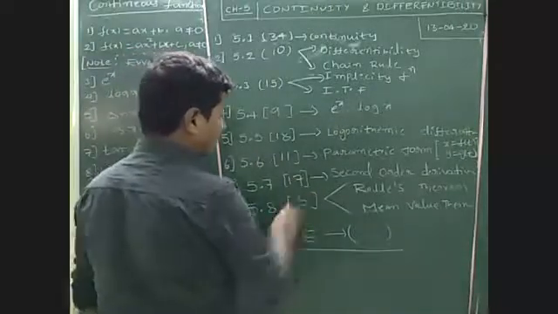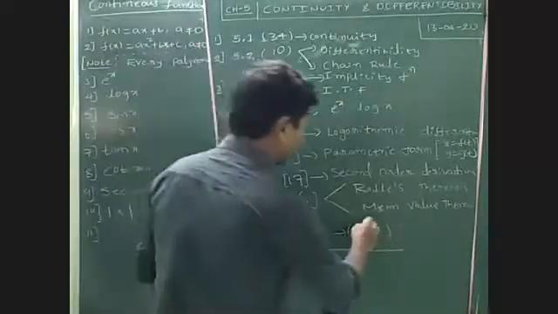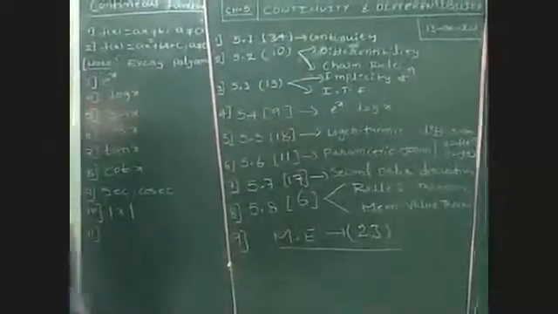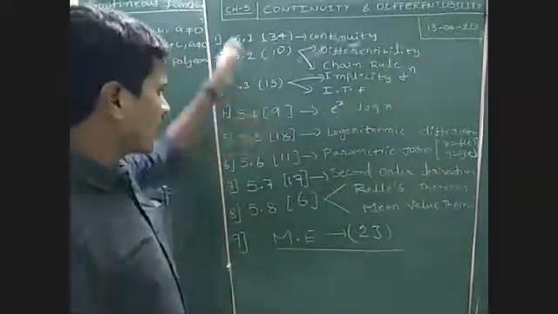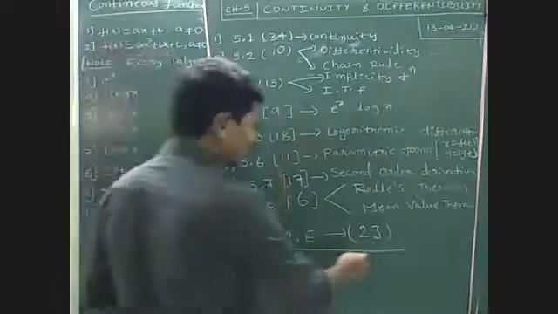5.8 has 6 questions. Here the miscellaneous exercise will be there. This miscellaneous exercise has 23 questions. Look at all the exercises once. So here you can count the total number of questions. Tell me what is the total number of questions here.